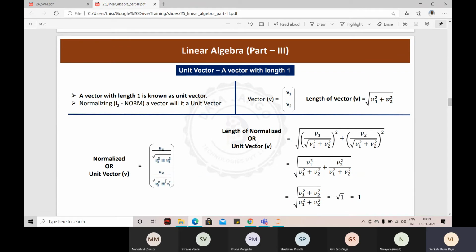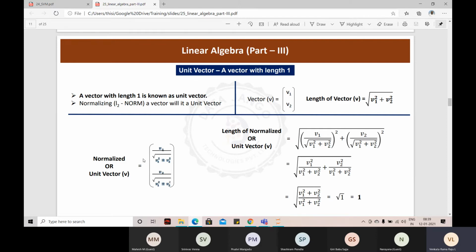This concept is very important. It will be used again in NLP, natural language processing, and information retrieval. We will try to find the distance between two vectors. So you convert your vector into a unit vector and then compute the distance metric. You take V1, V2, divide by the length, and it becomes a unit vector.